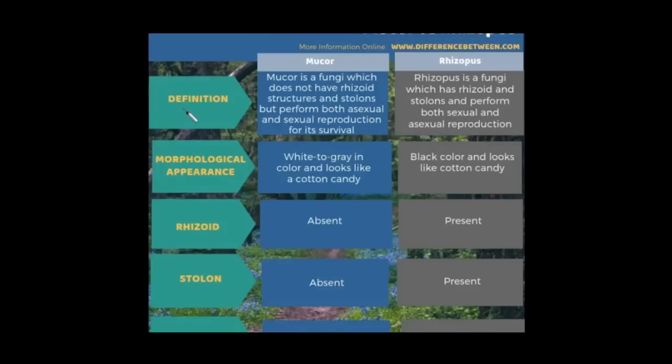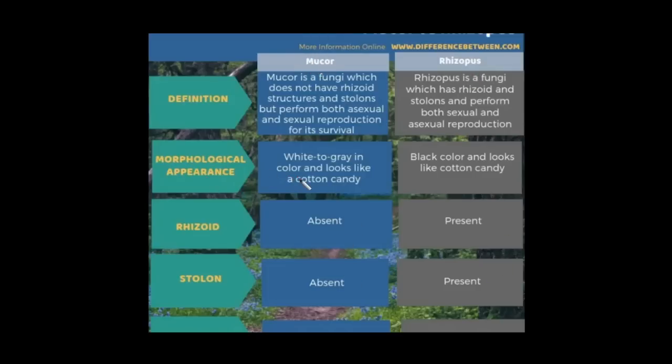Are we together? So the definition that I said: Mucor is a fungus which does not have rhizoid structures and stolons, but performs both asexual and sexual reproduction for its survival, while Rhizopus is a fungus which has the rhizoid and the stolon and performs both sexual and asexual reproduction. That is the major difference between Mucor and Rhizopus. The rhizoid and the stolon are absent in Mucor, but they are both present in Rhizopus.